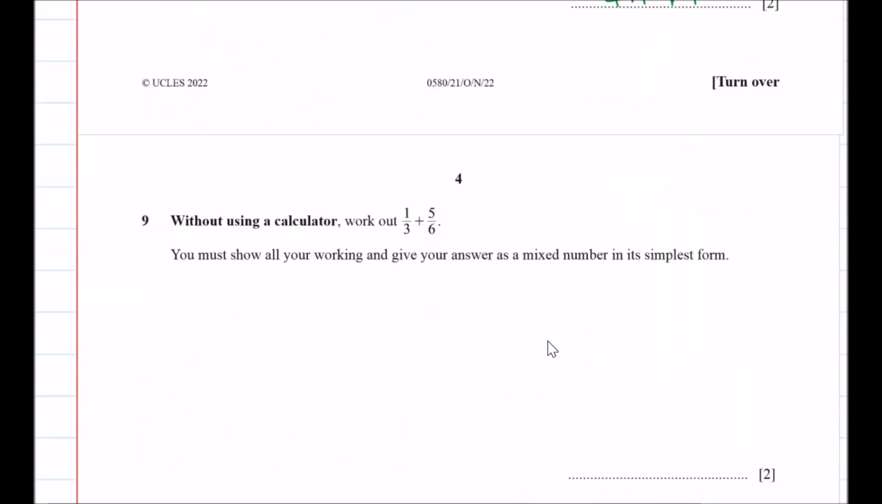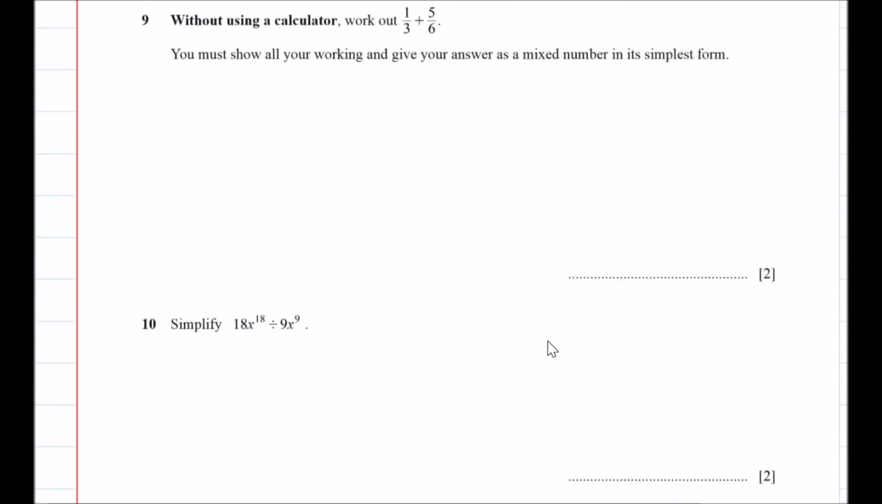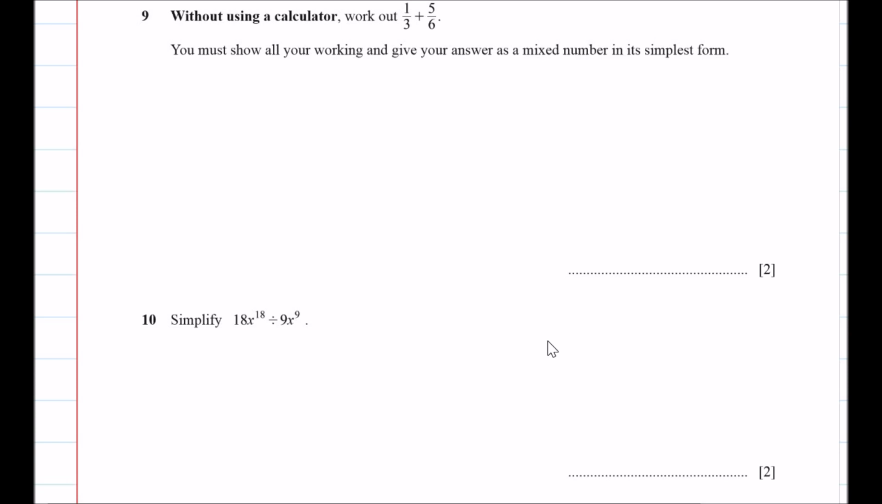Now question number 9. Without using a calculator, work out 1 by 3 plus 5 by 6. You must show all your working and give your answer as a mixed number in its simplest form. So, this is simple addition of fractions with different denominators. To add the fractions with different denominators, first of all, we need to make the denominators the same.